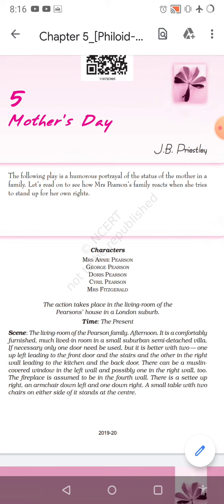There is a settee upright. Settee means a long seat is kept there. An armchair down left and one down right. A small table with two chairs on either side of it stands at the center. So this is how the play starts. When the play starts, this is the first scene, and the scene is the living room of the Pearson family.